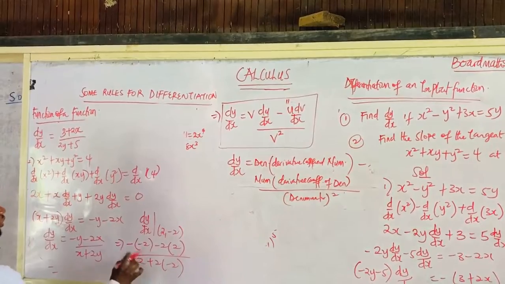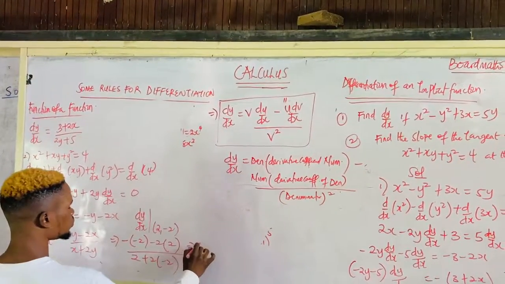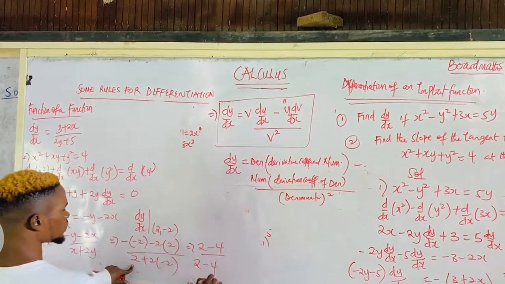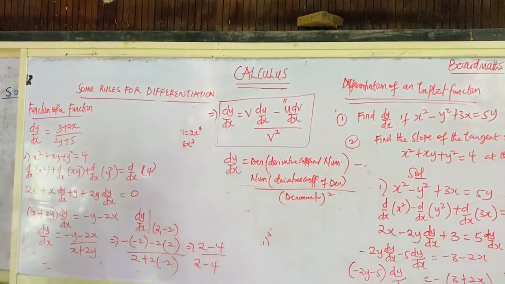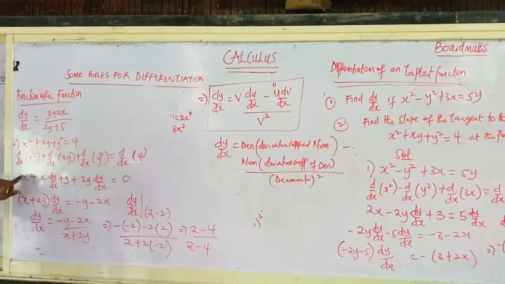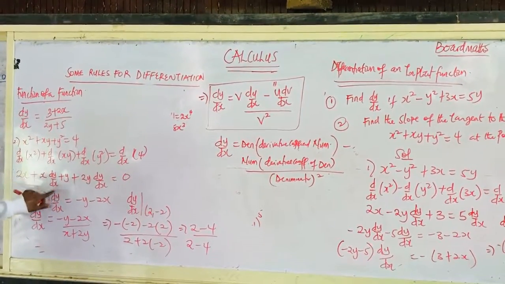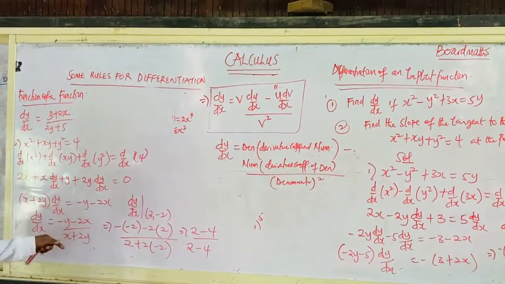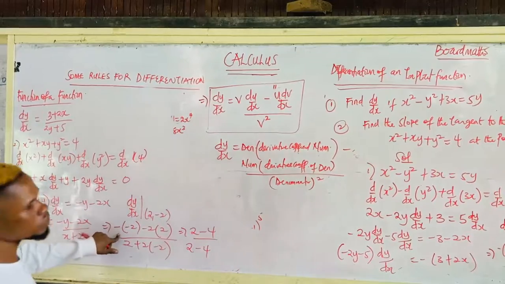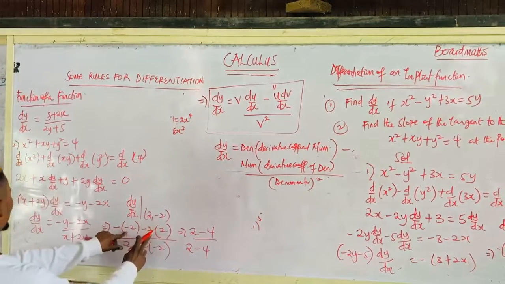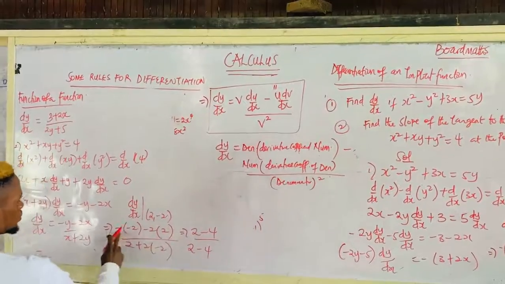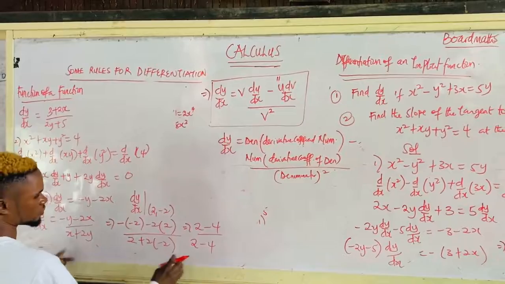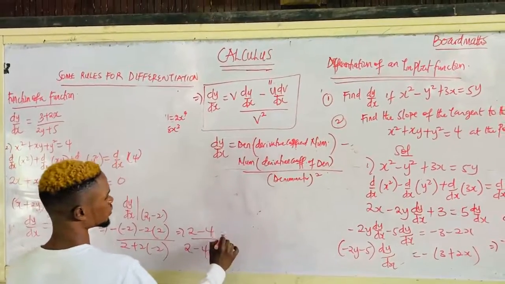Substituting, that's 2 minus 4 all over 2 minus 4. That's minus y minus 2x on top, where y is minus 2, so minus minus 2, and x is 2. So that's 2 minus 4 all over 2 minus 4.